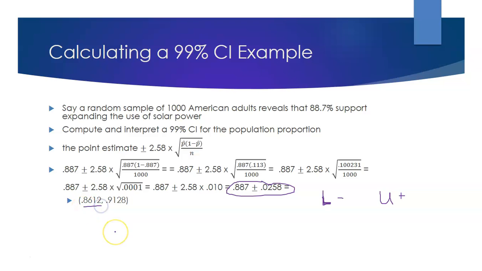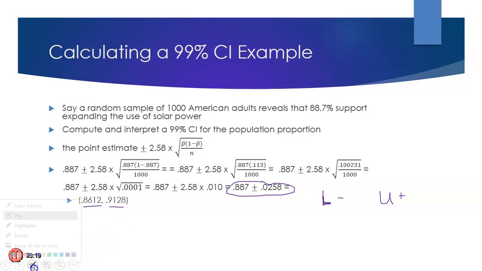So 0.887 minus 0.0258 is the lower end of the confidence interval, which is 0.8612. The upper end of that confidence interval is the addition, 0.887 plus 0.0258. That gets us a value of 0.9128. So that's the upper end of the confidence interval.